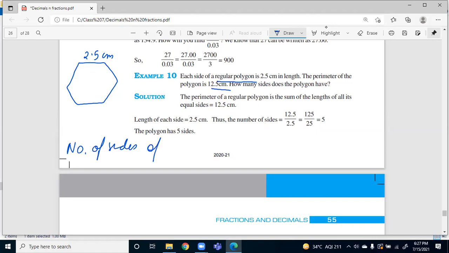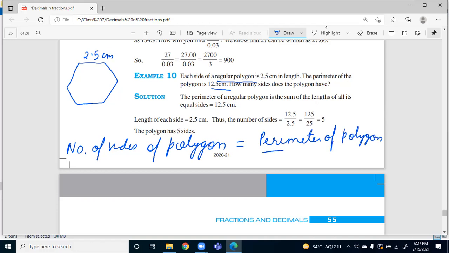We can find the number of sides of the polygon by the formula. So I am writing the formula. Formula is perimeter of polygon, ma'am, 12.5, that is 12.5 divided by length of side.